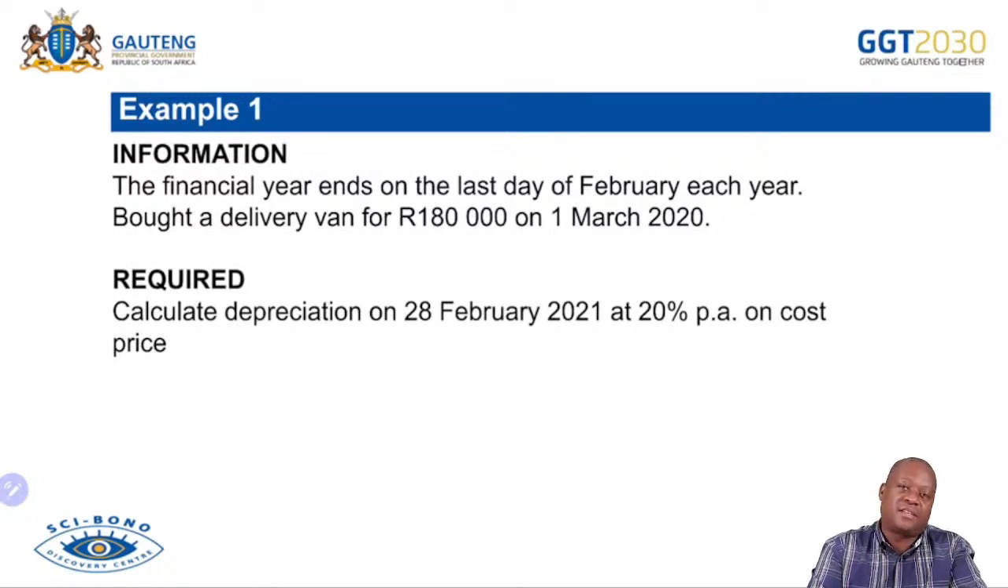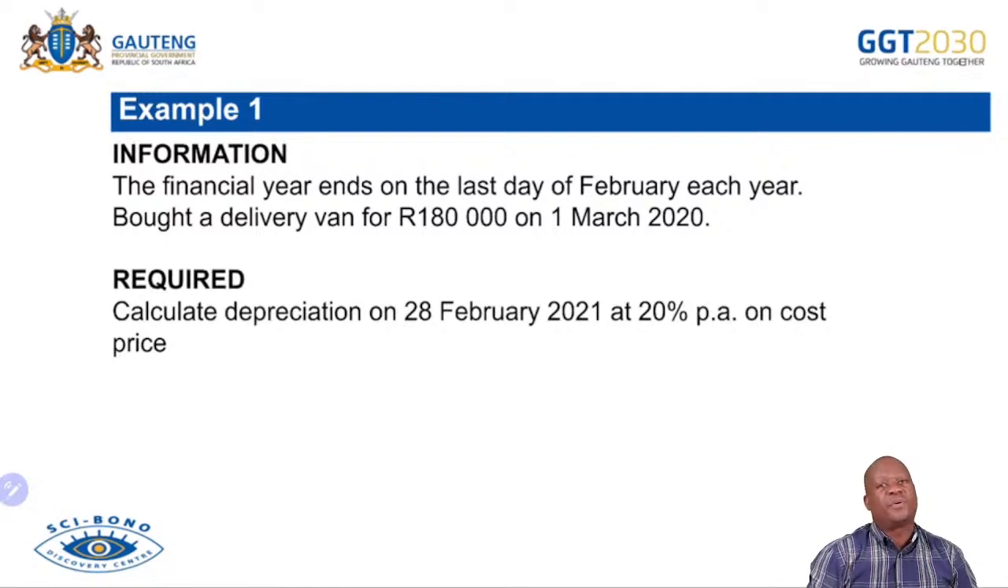Now, let's do what accounting people do. Work with figures. Let's look into example 1, where we are going to calculate depreciation using the first method, the fixed price method or the cost price method. Now, this is the information. The financial year ends on the last day of February each year. We bought a delivery van for 180,000 on 1 March 2020.